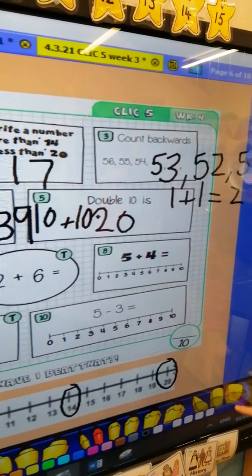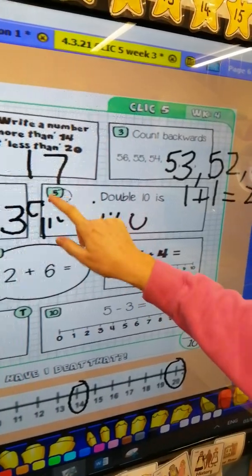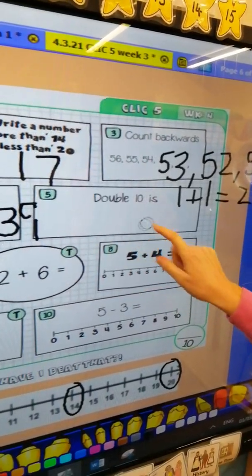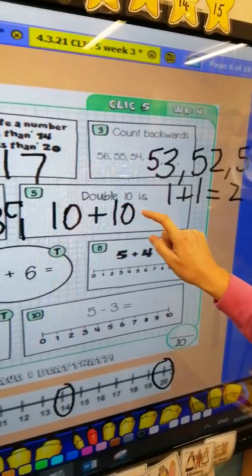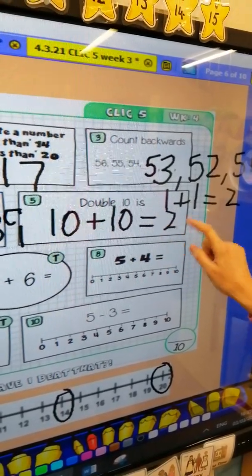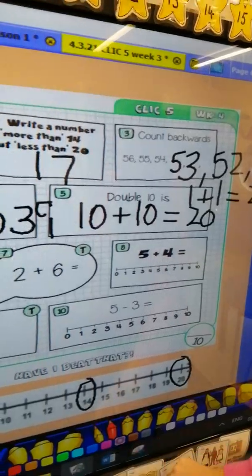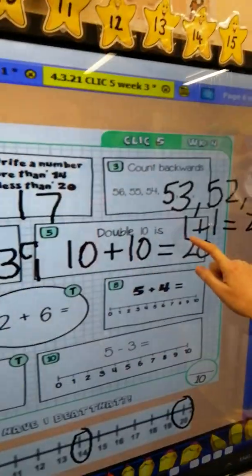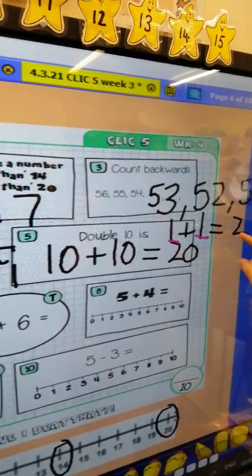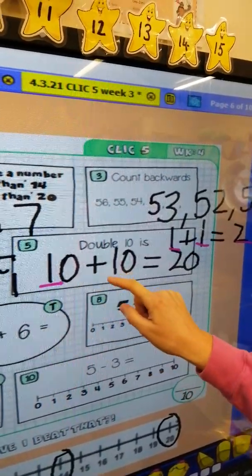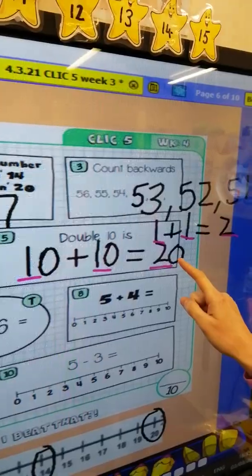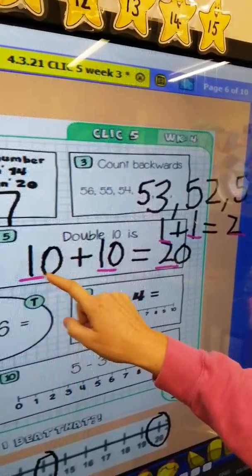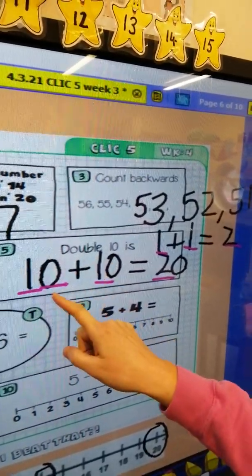In fact, let me just move that out of the way because that makes it very unclear to see. Let me try that again. 10 and 10 is 20. Double 10 is 20. And look, here's the bit I want to draw your attention to. 1 and 1. Double 1 is 2. See, look how we've got those same facts there, but this time it's got an extra 0 on the end. It makes it 10 times bigger.